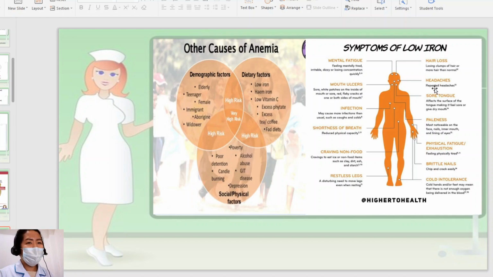Headaches, repeated headaches. Sore tongue, affects the surface of the tongue, making it feel sore or giving dry mouth. Paleness, most noticeable on the face, nails, inner mouth, and lining of the eyes. Physical fatigue or exhaustion, feeling physically tired. Brittle nails, they chip and crack easily. Cold intolerance. Cold hands and or feet may mean that there is not enough oxygen being delivered in the blood.